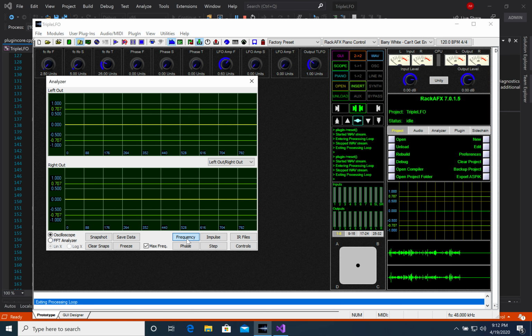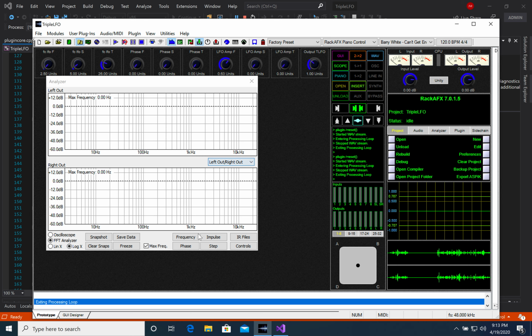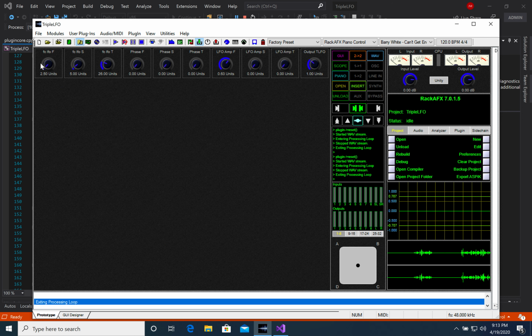If I go to frequency, it seems to be very low. Oh, I'm in linear. Okay, logarithmic. Doesn't seem to be picking it up, but that is 2.5 Hertz. Do the other one, a little bit of a faster waveform. It's 5 Hertz, and then the third one is 26 Hertz.